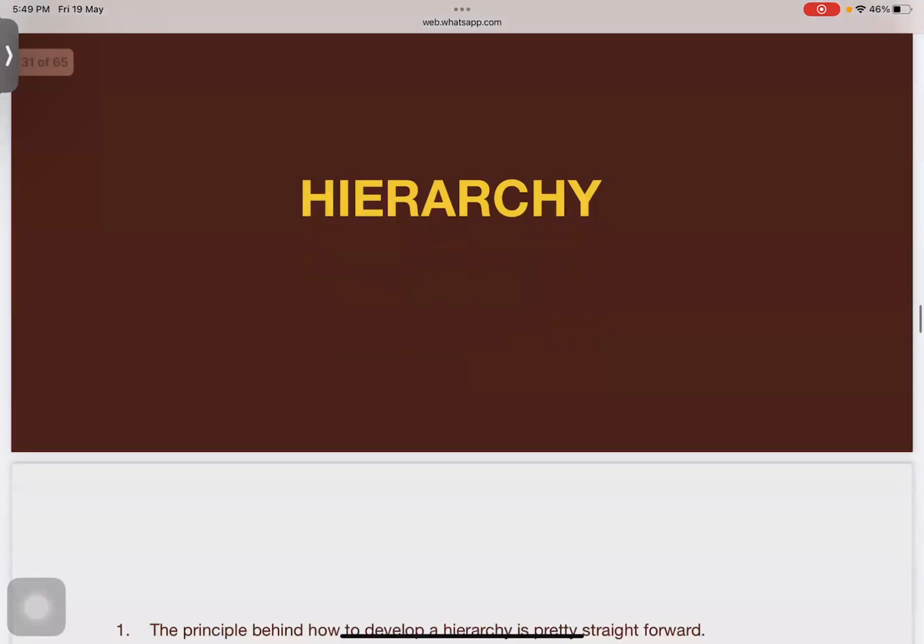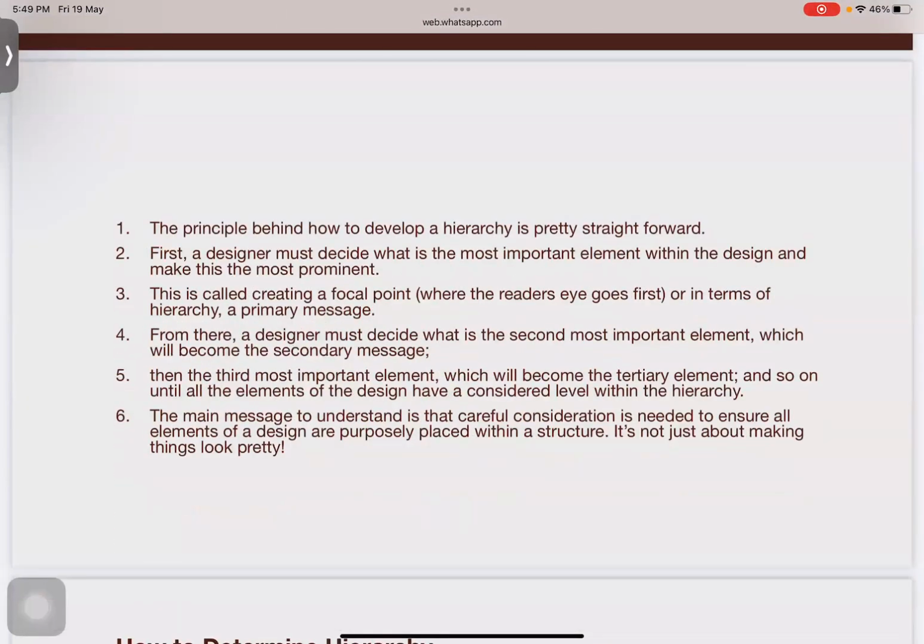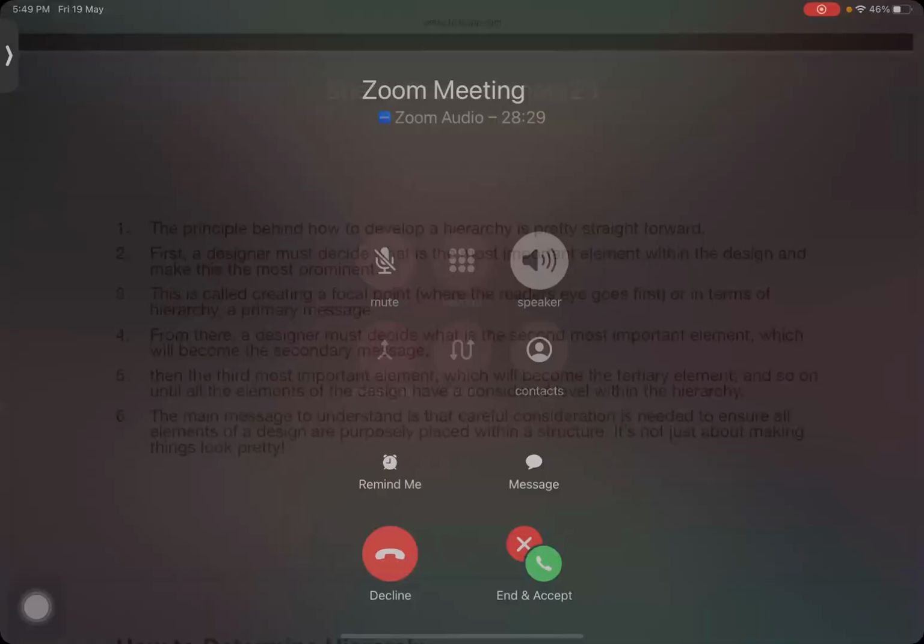Okay. So now let's see. First, a designer must decide what is the most important element within the design and make this the most prominent.